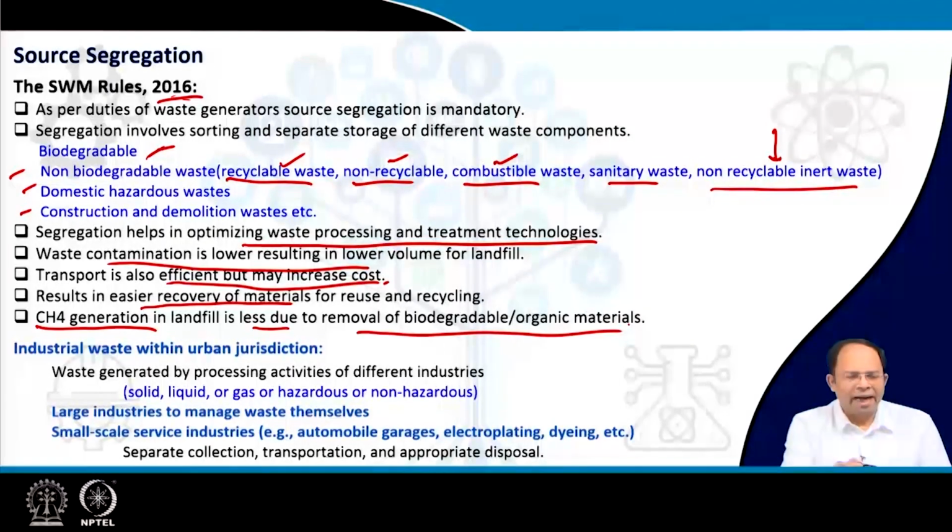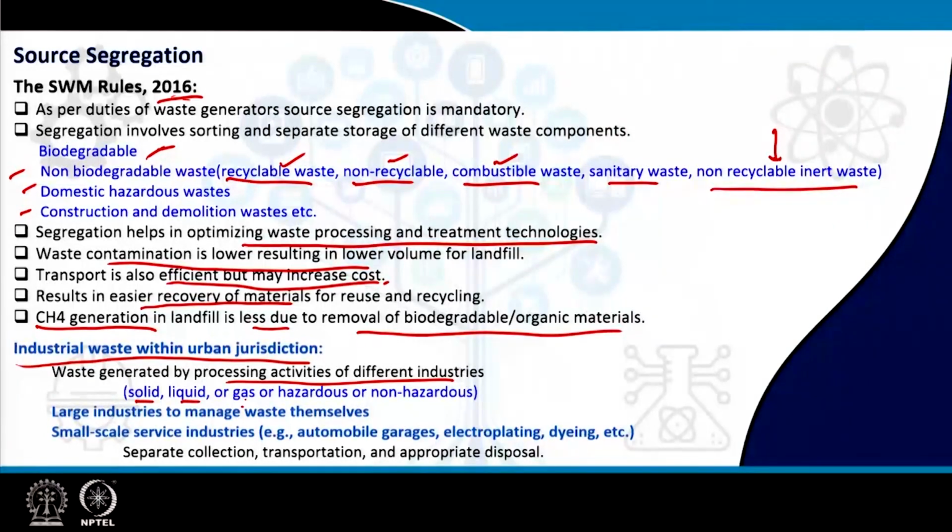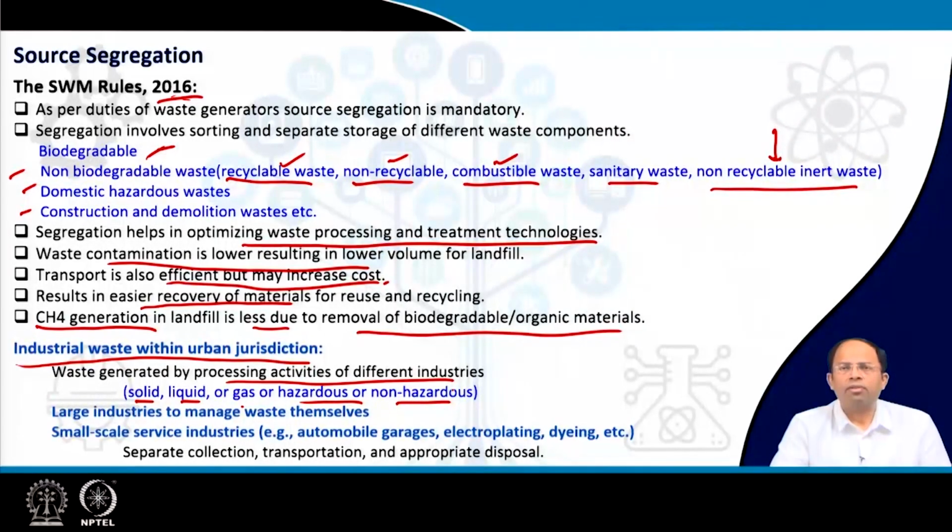So in addition to all these kinds of waste, we also have industrial waste, and particularly waste that is generated within the jurisdiction of urban bodies. This waste can be generated by processing activities of different kinds of industries. It could be solid, liquid or gas, based on the state of that particular waste, or this waste can be either hazardous or non-hazardous, right? So there are different ways. For hazardous, there will be some way to handle it. For non-hazardous, at least municipal bodies can handle the non-hazardous part, right?